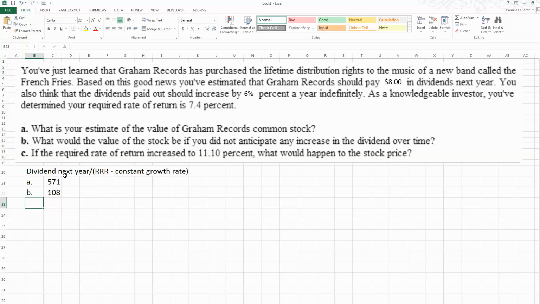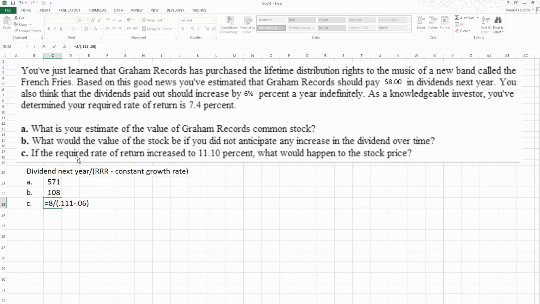C says if the required rate of return increased to 11.1%, what would happen to the stock price? And I'm viewing this as relative to part A, not to part B. So I would still have that $8 dividend. I'm still going to have that 6% growth, but instead of a 7.4% required rate of return, I've got an 11.1% or 0.111 as my required rate of return, and I subtract that constant growth rate of 6% or 0.06.